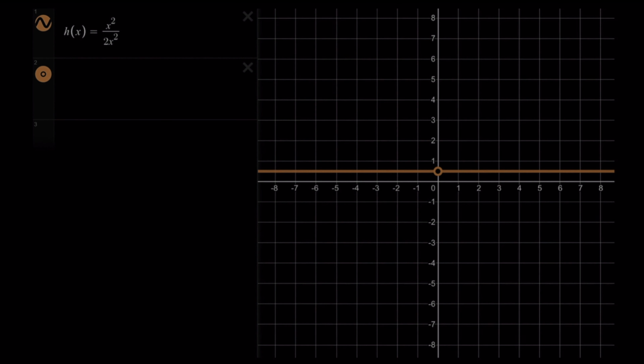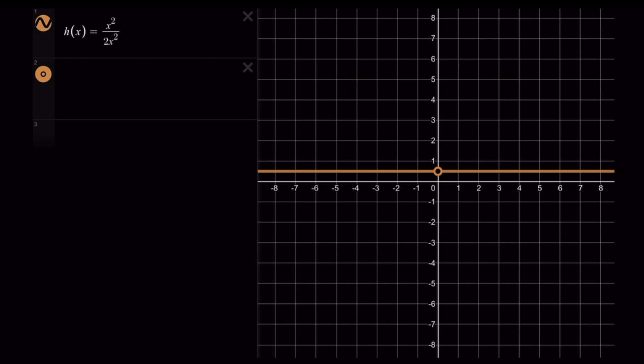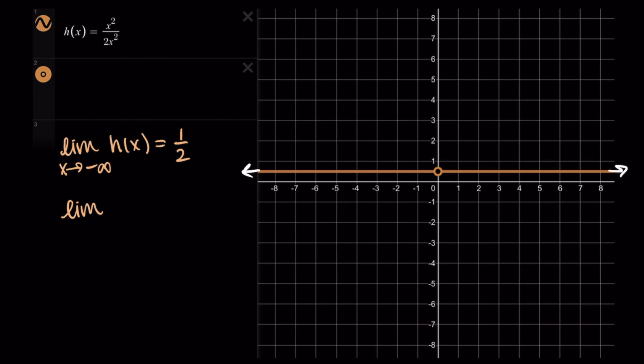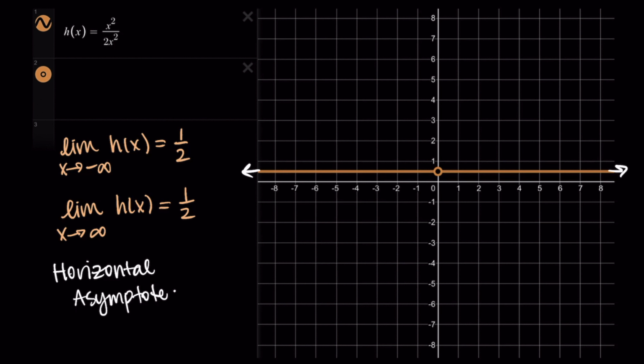Then lastly, we have h of x. This is x squared over 2x squared. So again, this looks kind of boring. It's just a line with a hole in it. But you can see here that as we go to the right and the left, we're definitely approaching a value, since we're basically just staying at that value. Specifically, on the left-hand side, we're approaching or we're at 1/2, and on the right-hand side, we're also at 1/2. So both of our limits are equal to 1/2, and here our horizontal asymptote is just y equals 1/2.